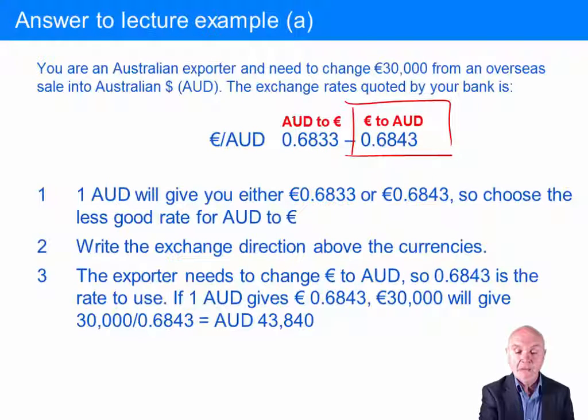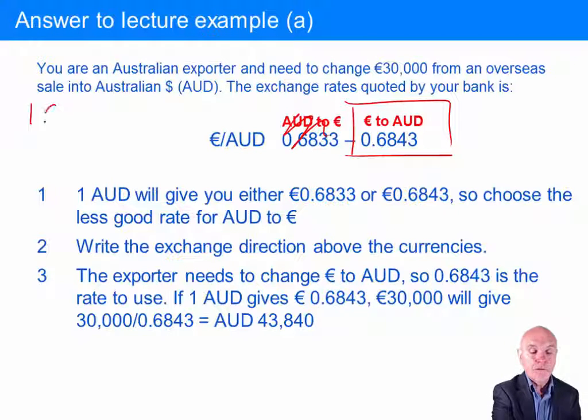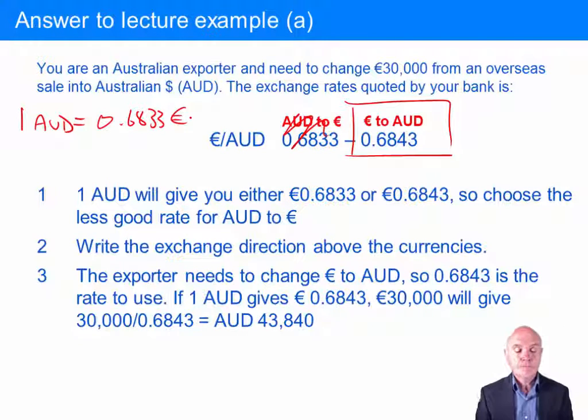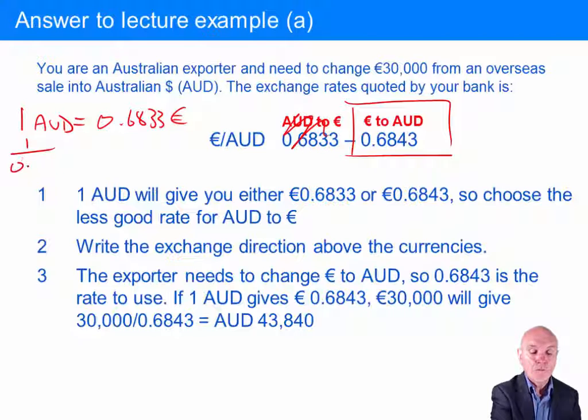And again, it's so crucial to get the right way around. Essentially what we're saying here, and remember you can ignore this now, it's not part of the question anymore, this is really saying that, get it the right way around, $1 Australian is equal to 0.6833 euro. Or if you want to write it, divide through in here, 1 over 0.6833 Australian dollars is equal to €1.